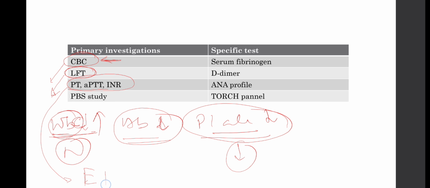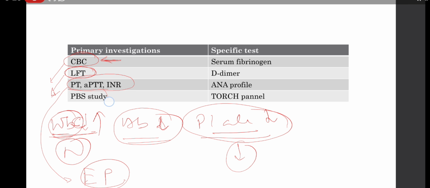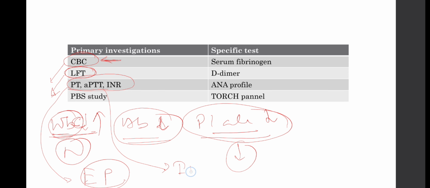So PT is seeing the extrinsic pathway and APTT is defining the intrinsic pathway. So which factors are in the intrinsic pathway, and which are in the extrinsic pathway? The extrinsic pathway has factor 7, and the intrinsic pathway has factor 9, factor 11, factor 12, and factor 8.